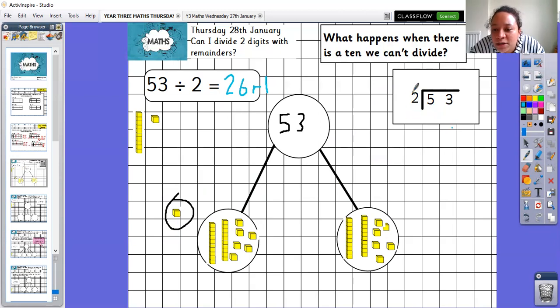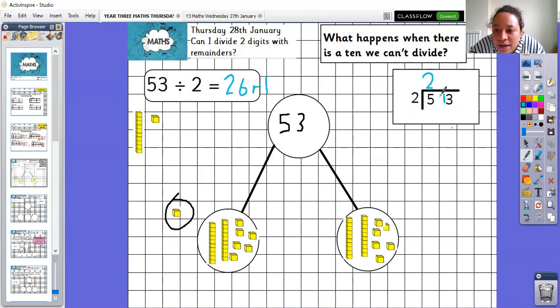So I'm thinking about how many times 2 goes into the number 5. So I count up in 2's: 2, 4. I can't go to 6 though, because I haven't got 6 there. So it goes in twice, and then I've got 1 left over because the difference between 4 and 5 is 1. So here I'm going to draw a number 2 because it goes in twice, but I've got 1 left over. So I'm going to put that over here.